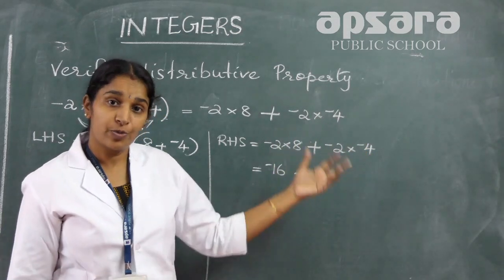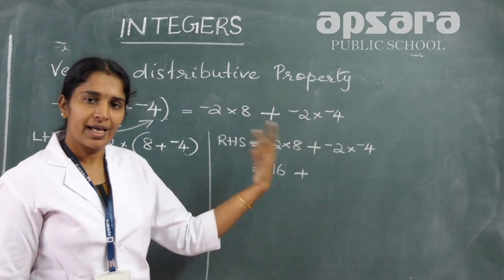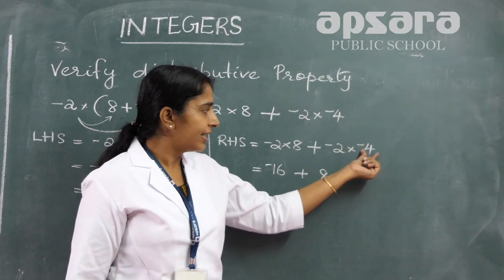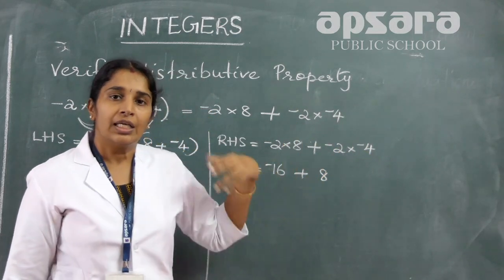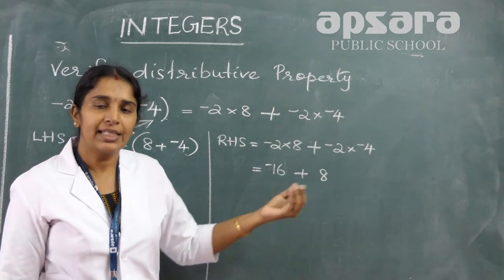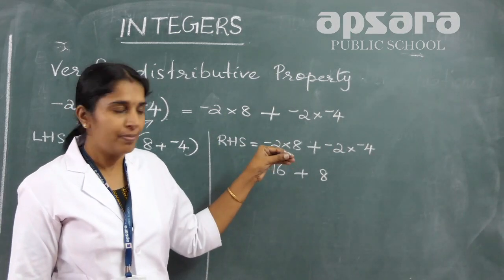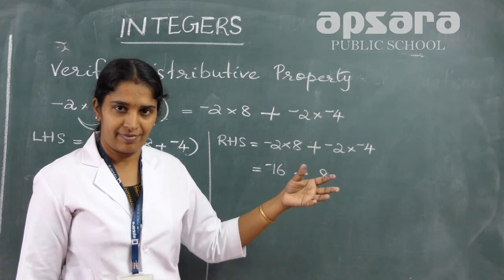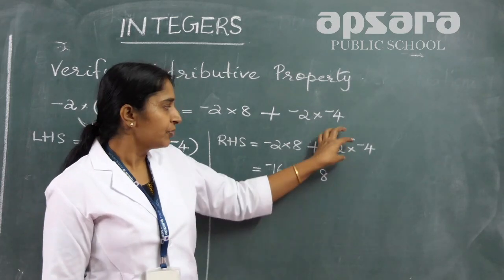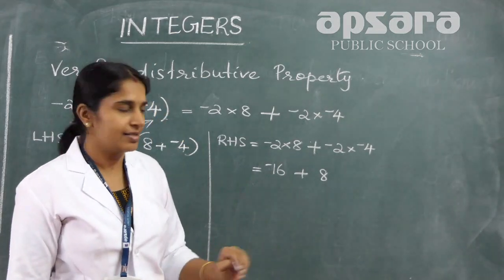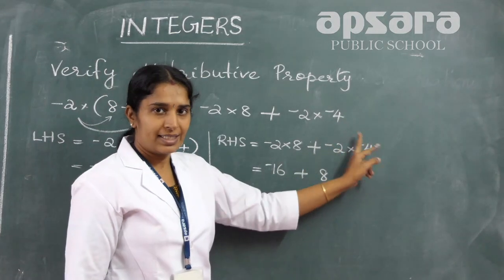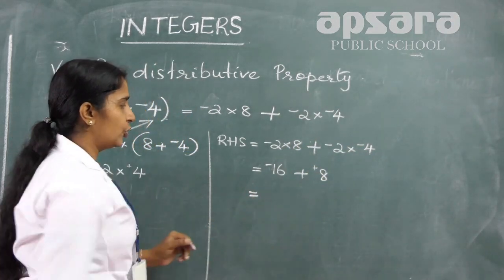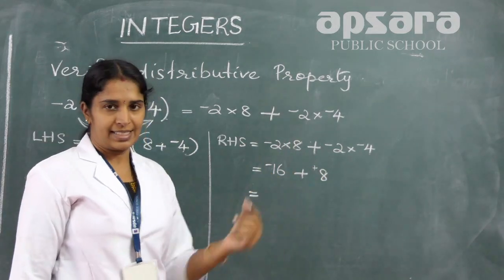Minus 2 into minus 4. Both are negative. So what should be done? Multiply the numbers and give positive sign because you are multiplying two negative integers. When an even number of negative integers are multiplied, the product will always be positive. But when you multiply an odd number of negative integers, the product will be negative, right? But here it is positive because you are multiplying two negative integers. So 2 into 4 is 8. Two negative integers are multiplied, so the product will be positive. Okay. Equal to minus 16 plus 8.